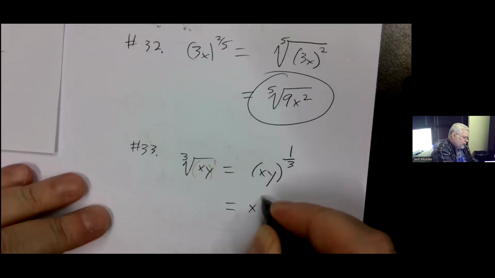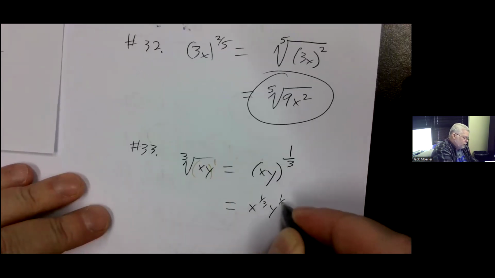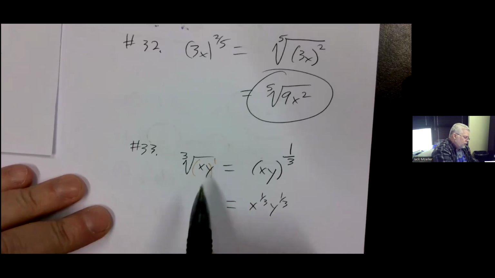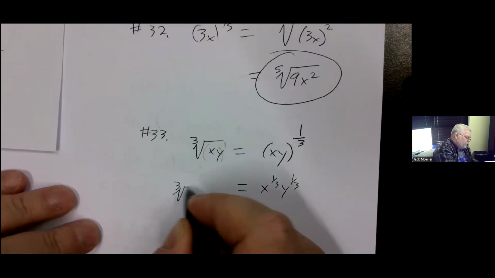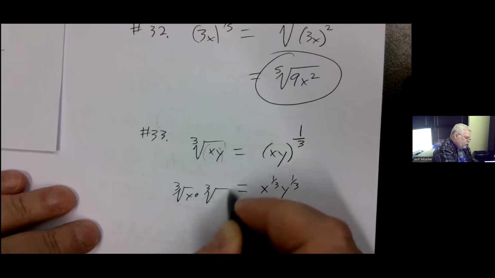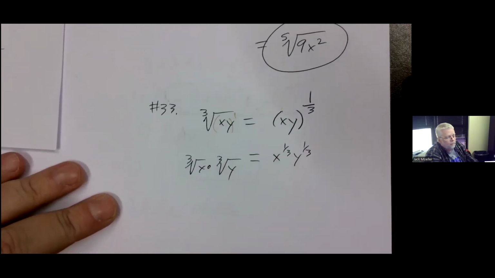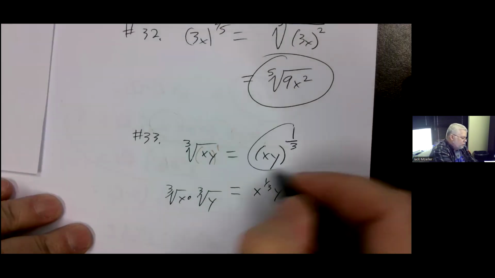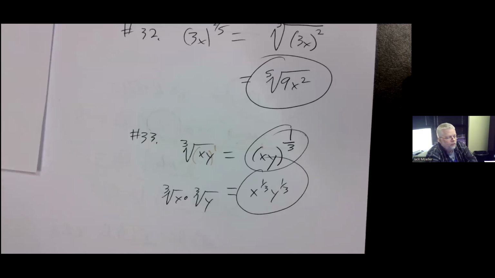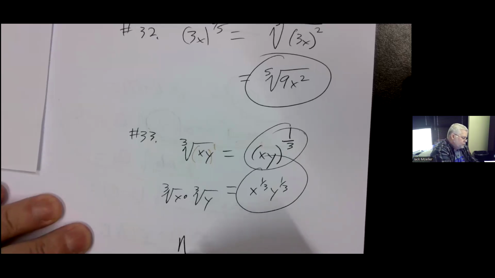So it would be xy to the 1/3 power. Or you get x to the 1/3, y to the 1/3, because you could think of this as the cube root of x times the cube root of y. So I would accept both of those as fully equivalent answers. What you don't want is x times y to the 1/3. That would be bad.